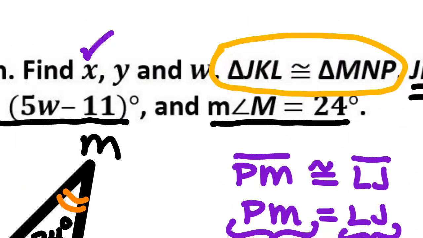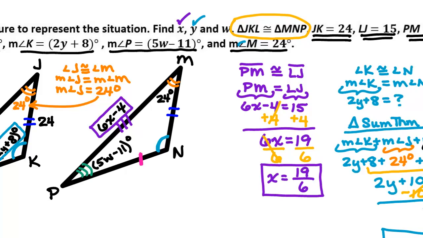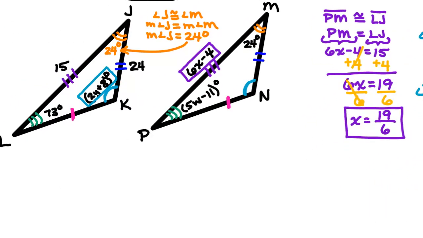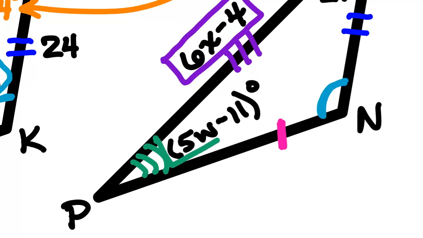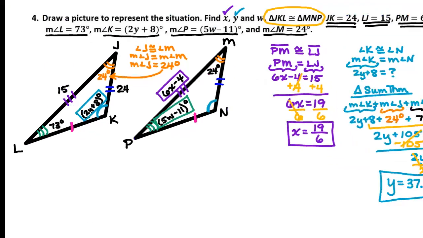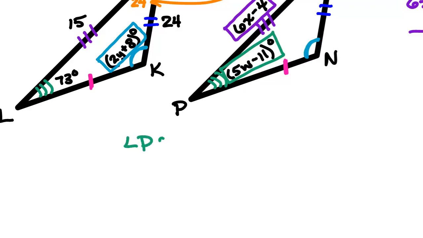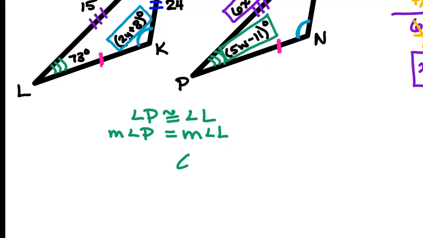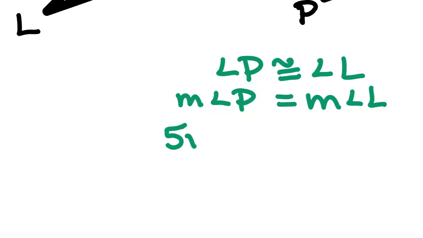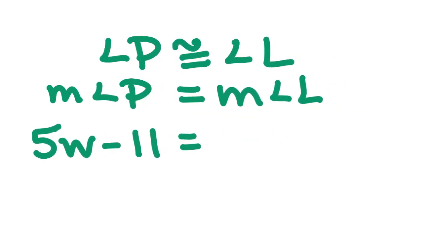All right, we found x, we found y. What do we still need to find? W. Where's W in the picture? Angle P. Angle P is congruent to what other angle? Angle L. So that means the measurement of angle P is equal to the measurement of angle L. Angle P is 5W minus 11. How big is angle L? 73.